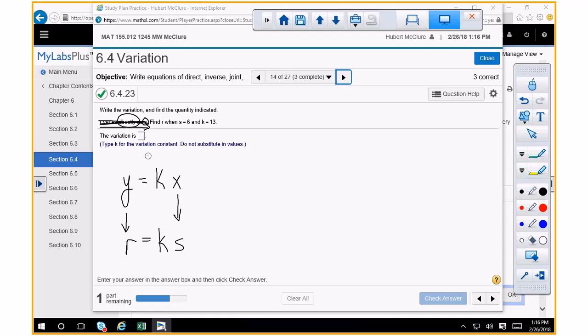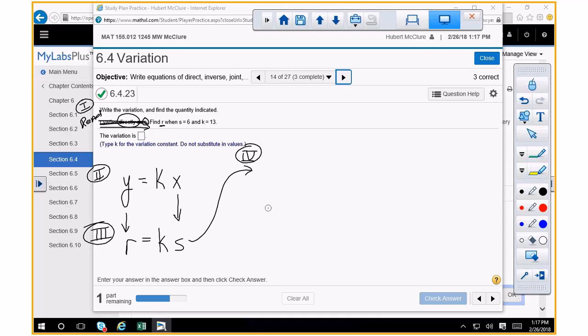Now what does it say? Find R when S and K are given. So this is just plug and what? Plug and chug. So I'm going to go over here. So here is, you read, that's 1. 2, you write down the formula. 3, you interchange the variables. And 4, you plug and chug.